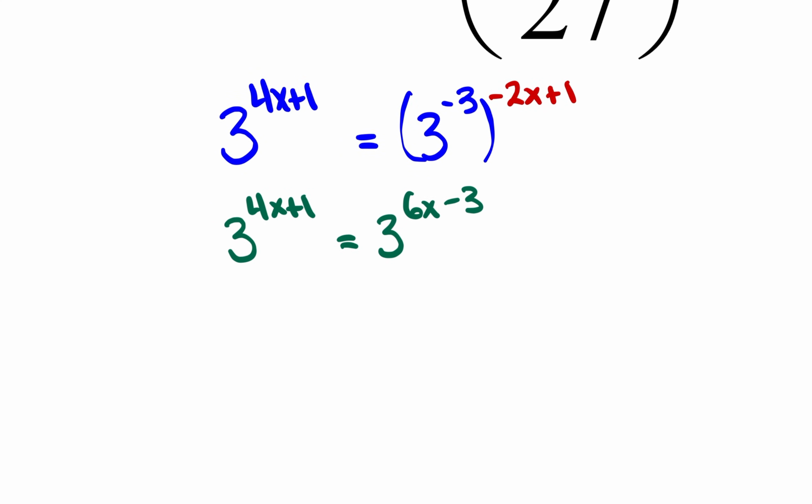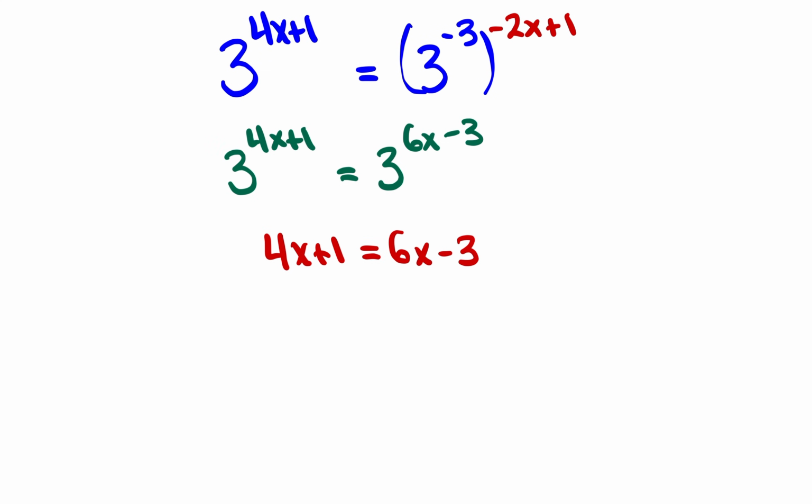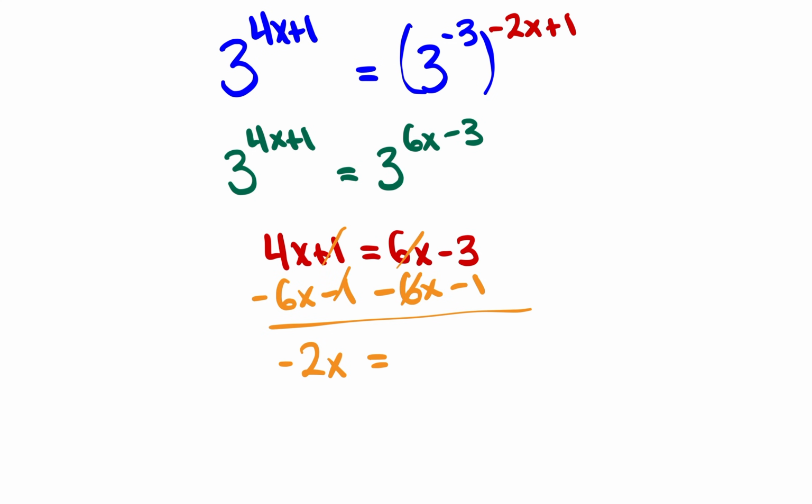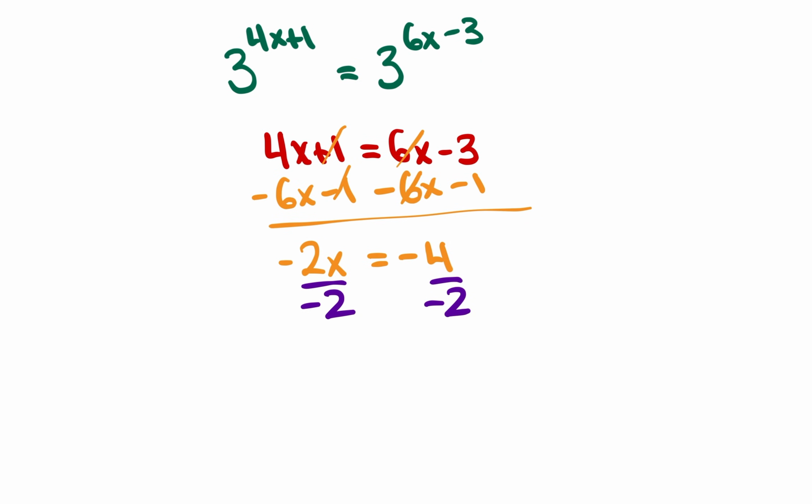We then set the exponents equal to each other. So we have 4x plus 1 equals 6x minus 3. We then move all the variables to the left-hand side, minus 6x, minus 6x. We move all the constants to the right, so minus 1, minus 1. And on the left-hand side, we have 4x minus 6x, which gives us negative 2x. The 1's cancel out, equals, on the right-hand side, the 6x's cancel out. I'm left with negative 3 plus negative 1, which will leave me with negative 4. We then divide both sides by negative 2. And this will leave me with a final solution of x equals positive 2.